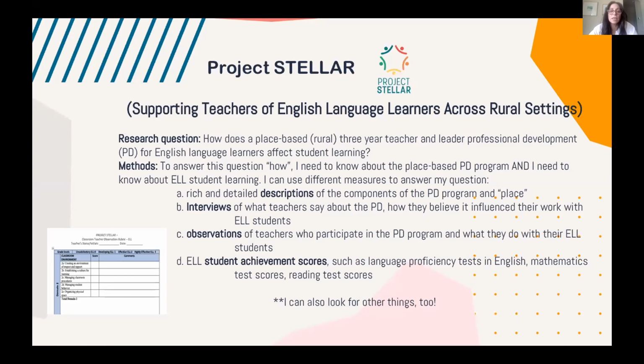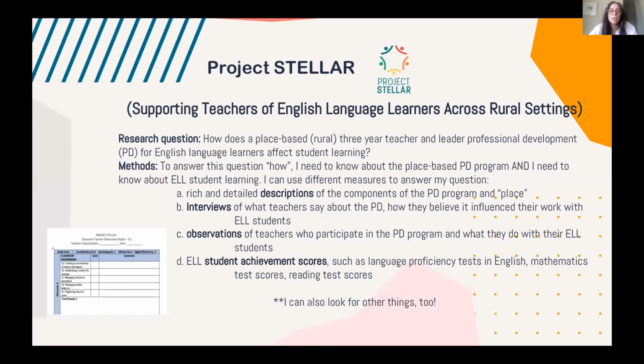I'll also want them to describe place. Remember, this is about rurality. And I want them to know what they say about working in a rural community. What do they think about it? Who's there? Why? What are the strengths of that community? So I want to know details.